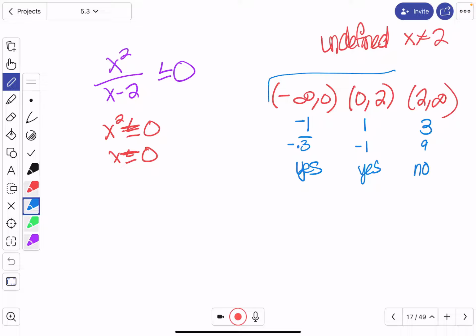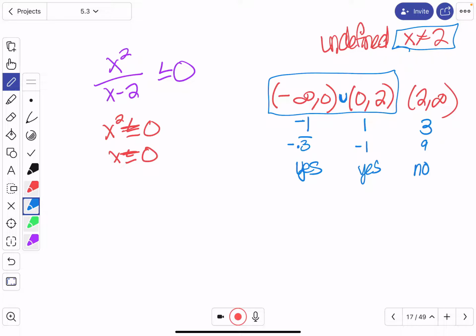So we got yeses on these two, which means our solution is those two connected. The 0 is a bracket because it's less than or equal to. But 2 is not a bracket because it can't equal 2. So it's just parentheses.